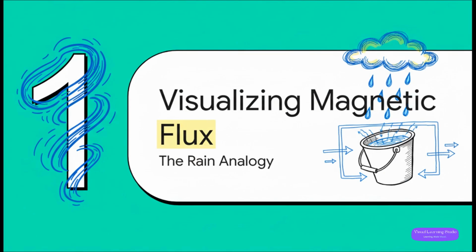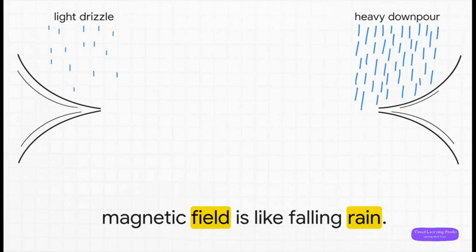Okay, first things first. We have to tackle this word flux. Forget the textbook definition for a minute. We're going to use a super simple analogy that's going to make this whole thing click for you. Just picture this with me. Imagine that the invisible magnetic field is just like rain falling from the sky. A really strong field? That's a heavy downpour. A weak field? That's just a light drizzle. Got it? This rain is our magnetic field, B.